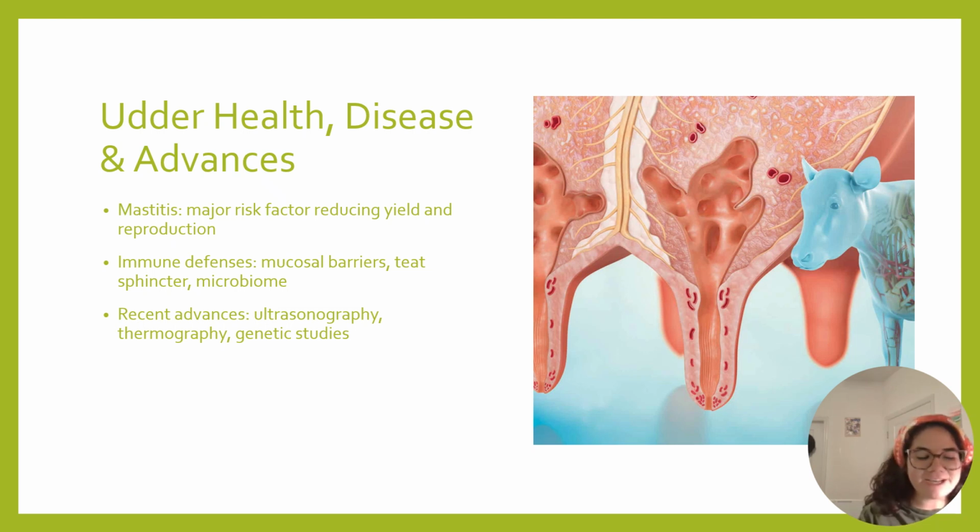We know that there are different types. We have the clinical and the subclinical. So sometimes a cow may be suffering from mastitis, but we just can't see it visually yet. So it's always cool to have these new ways to find it.